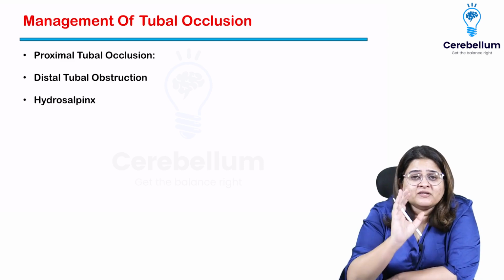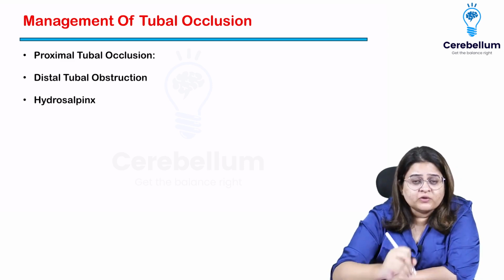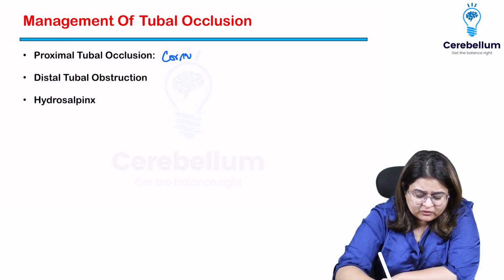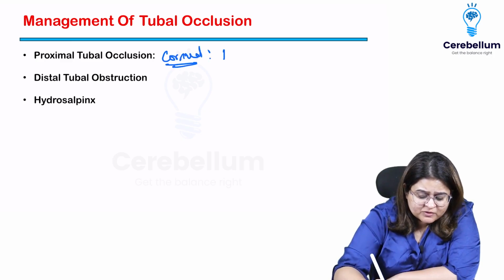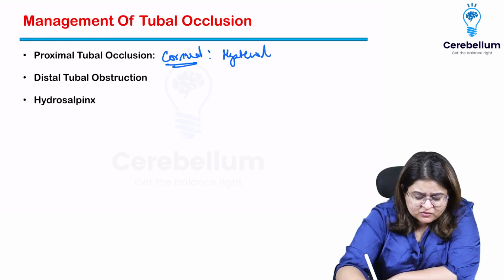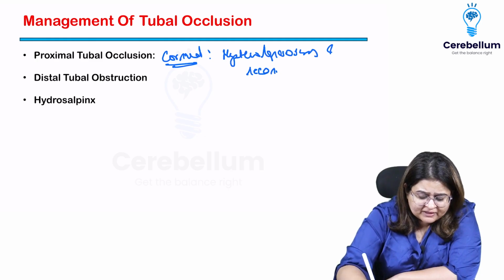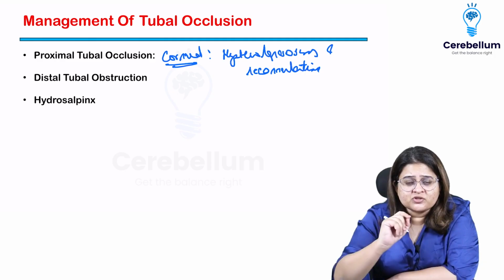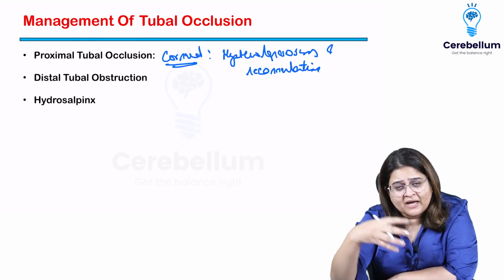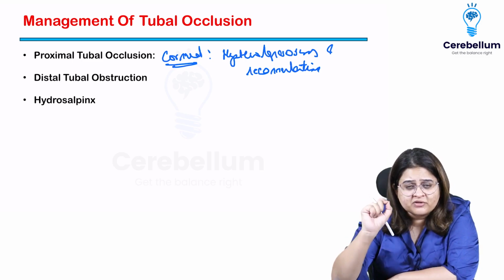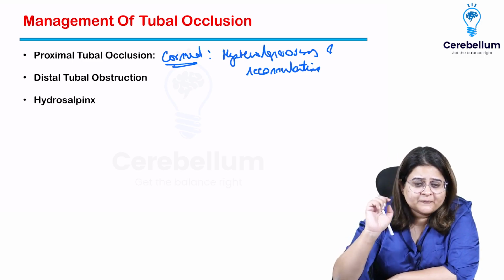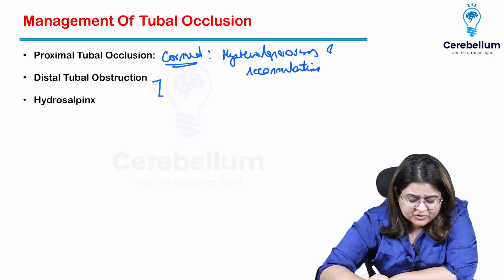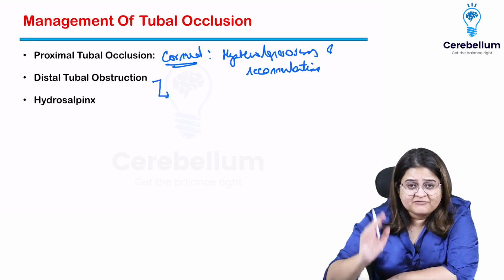Now, how do you manage tubal occlusion? If there is a cornual block, so if there's a cornual or a proximal block, the management of choice is to do a hysterolaparoscopy and attempt a recannulation. That means try to recannulate using special instruments done through hysteroscopy, and while looking at laparoscopy from above, try to recannulate the ostia.